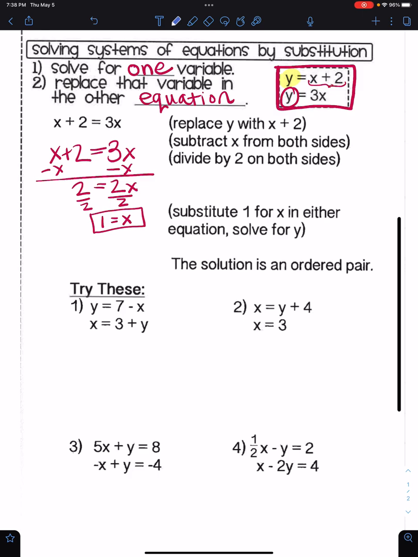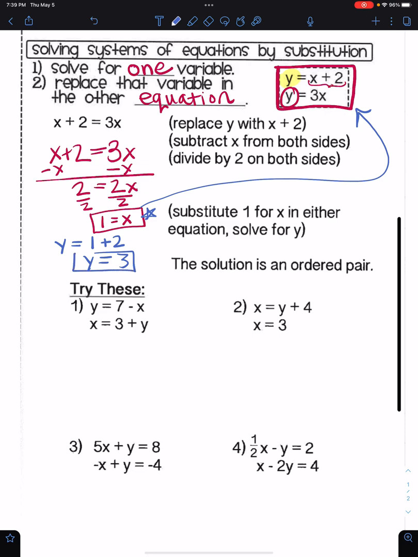Now I can take this x equals 1 and put it into either equation. I don't know, the first one looks pretty easy. y equals x plus 2, so I'm going to make it y equals 1 plus 2. Why 1 plus 2? Because x equals 1. And so when I solve this, of course, I just get that y is 3. So the answer is the ordered pair (1, 3). 1 is my x, 3 is my y.